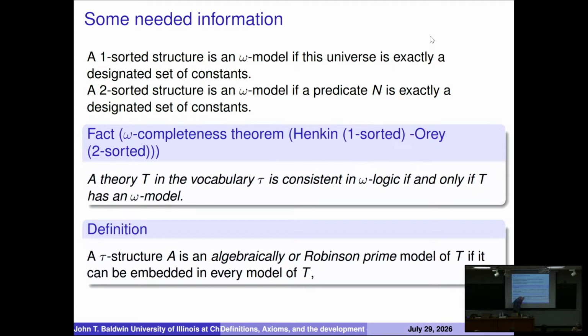And now a definition that we're going to use, and it's less common: I say a structure is an algebraically prime or Robinson prime model of T if it can be embedded in every model of T. I have to emphasize that for model theorists because we automatically think of Vaught prime, which is an elementary submodel. That's not what we're asking here. We're only asking that it can be embedded.